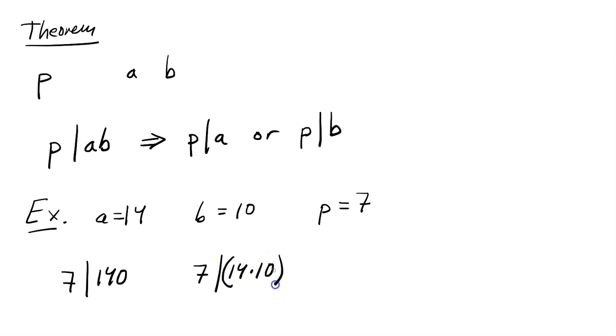14 times 10. But then according to this theorem, we know that 7 must divide 14, or 7 must divide 10. So at least one of these must be true. We can see directly this is not true. So this must be true. And this is true, since 7 does indeed divide 14. So that's an example of this theorem. And the proof of that is also given in the book. I will not do it here.